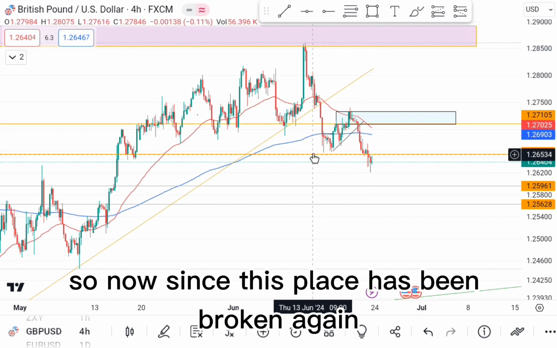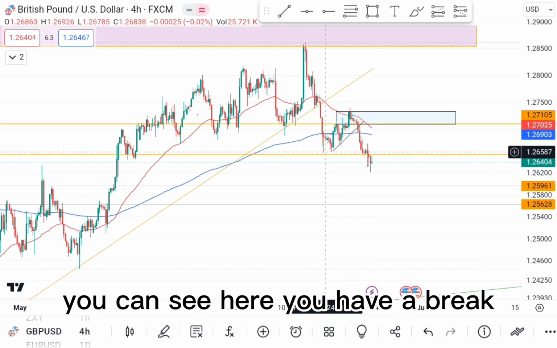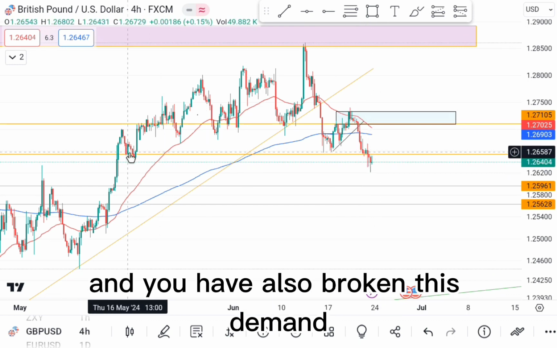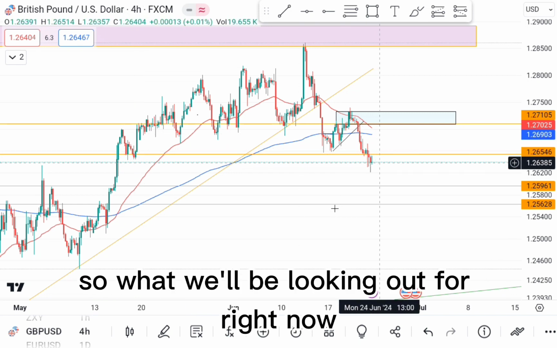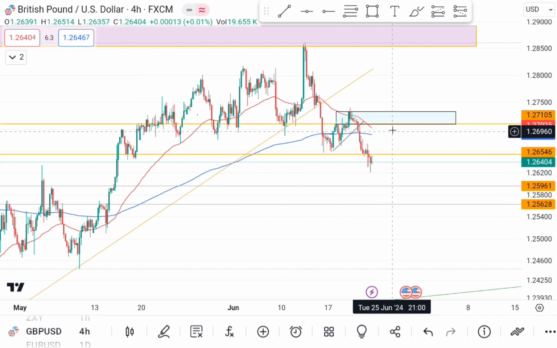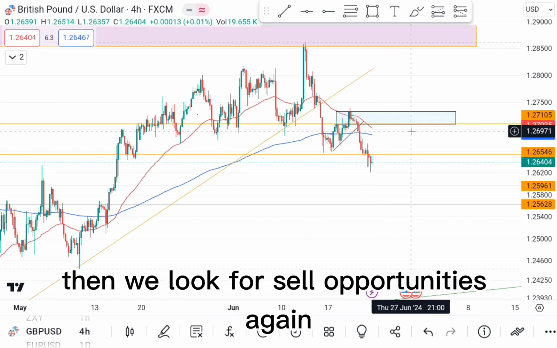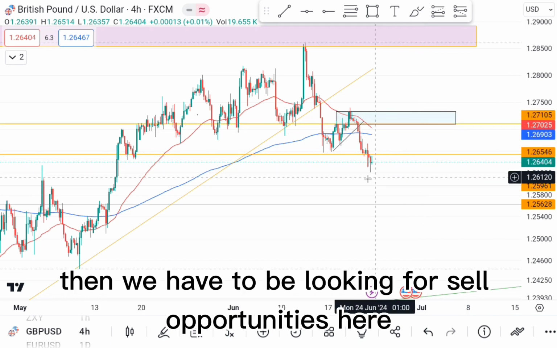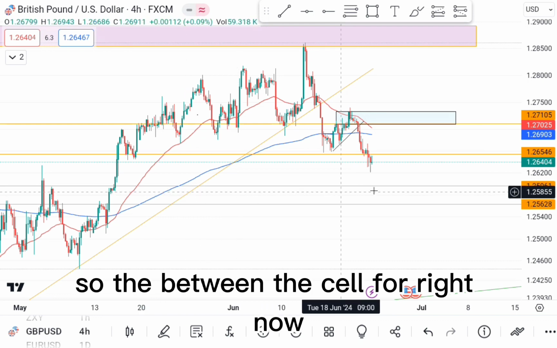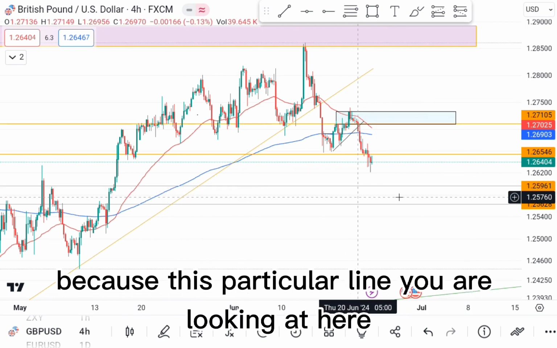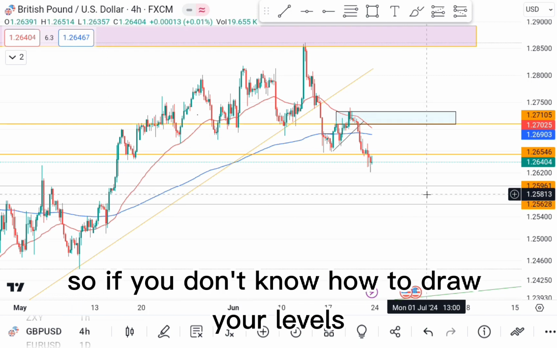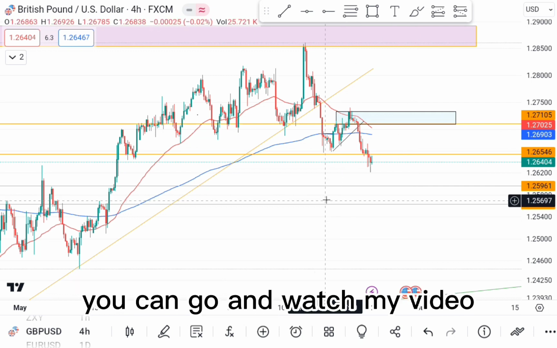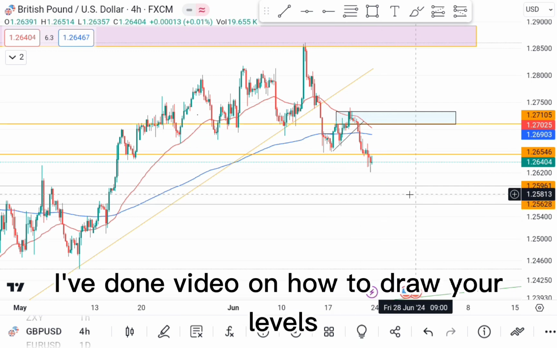So now, since this place has been broken again, you can see we have a break of structure here, and we have also broken this demand. What we'll be looking for right now is the price to pull back, then we look for a sell opportunity again. Remember, DXY is buying, so we have to be looking for sell opportunities. This line is the support that I have here. If you don't know how to draw your levels, whether support and resistance or demand and supply, you can go and watch my video on how to draw your levels.